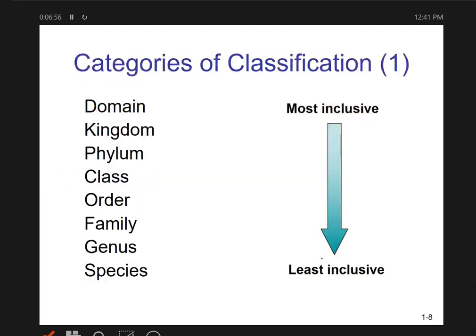All right. Now, what are the categories of classification? So we said domain was the largest and subdivided into smaller groups, kingdom, which is then a smaller group, phylum, class, order, family, genus, and finally the smallest unit of classification, which is species. All these groups are called taxa, or what is a taxon. Taxa is plural, taxon is singular, and of course each taxon contains a group of one or more populations of organisms.